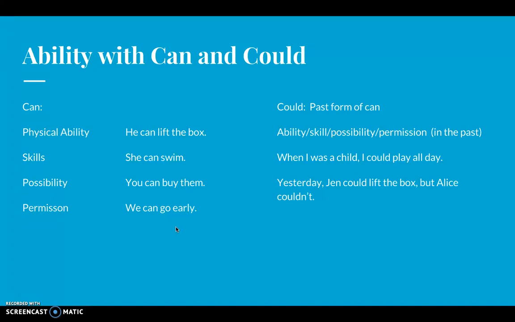Could, with reference to ability, is simply the past form of can. So if we want to express something that we could do, we used to be able to do, we'll use could. When I was a child, I could play all day. I was able to play all day. I didn't have any responsibilities, so I could play all day. Yesterday, Jen could lift the box, but Alice couldn't. So Jen was able to lift the box, Alice was not able to lift the box. You can also use this with skills. When Stephen was a child, he could play the violin.